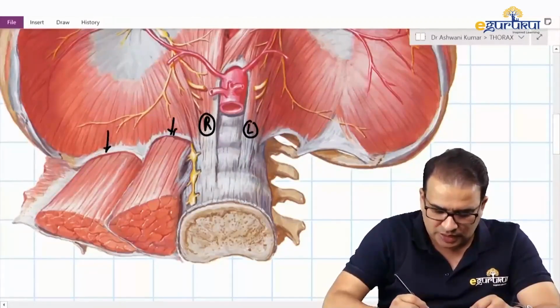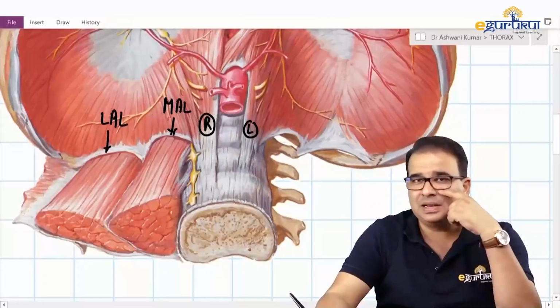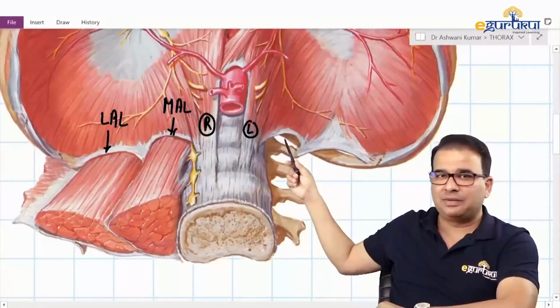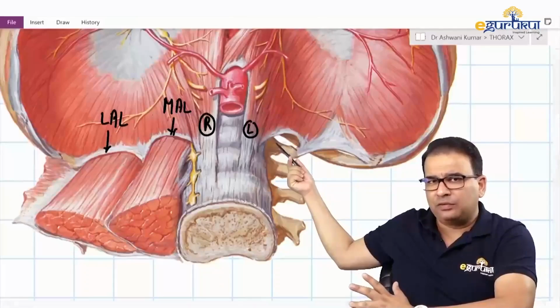This one and this one. We call this the medial arcuate ligament, and this one is the lateral arcuate ligament. Medial and lateral arcuate ligament, which you can see more clearly on this side because the muscles are removed. So you have medial and lateral arcuate ligament. What these ligaments are and how they are formed.